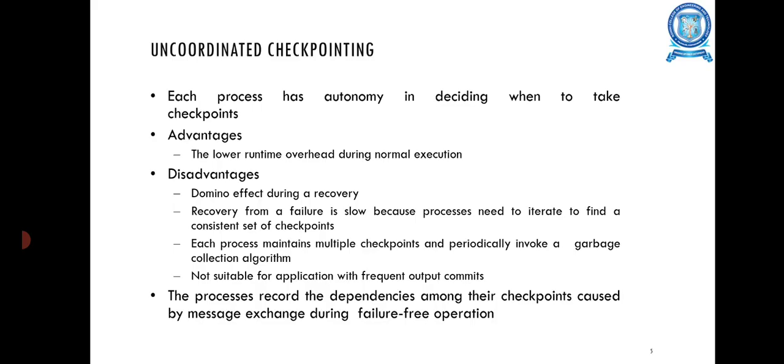Checkpoint based recovery has three categories. The first one is uncoordinated checkpointing, the second one is coordinated checkpointing, and the next one is communication induced checkpointing. Uncoordinated checkpointing means each process has autonomy in deciding when to take checkpoints.